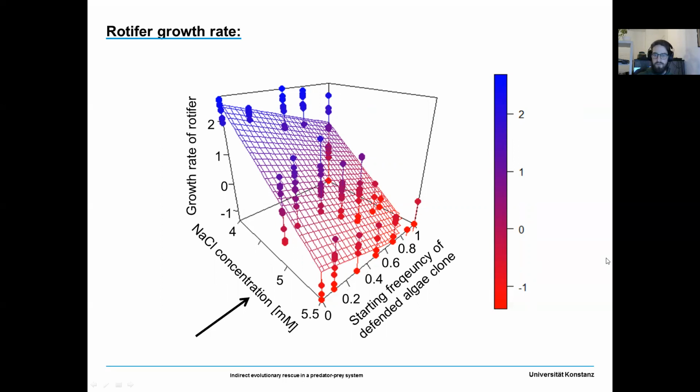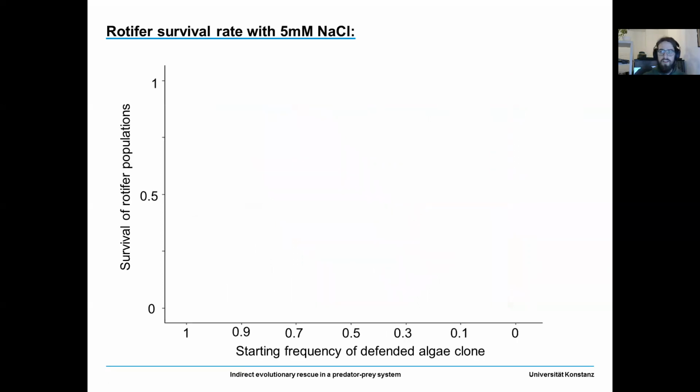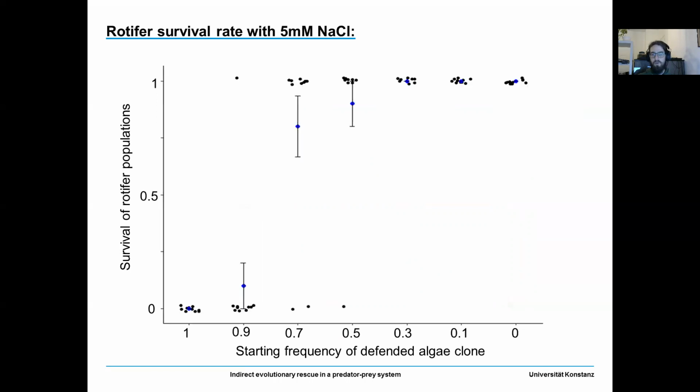So now I want to look deeper into this treatment. Here we have the survival rate of different rotifer populations. On the y-axis, we have the survival of all of the 10 replicates of the rotifer population, and on the x-axis, different treatments for the rotifers with a different starting frequency of defended algae clone. We see if you have only defended algae in the prey population, the rotifer always goes extinct. But if you have too few to no defended algae in the population, the rotifer always survives.